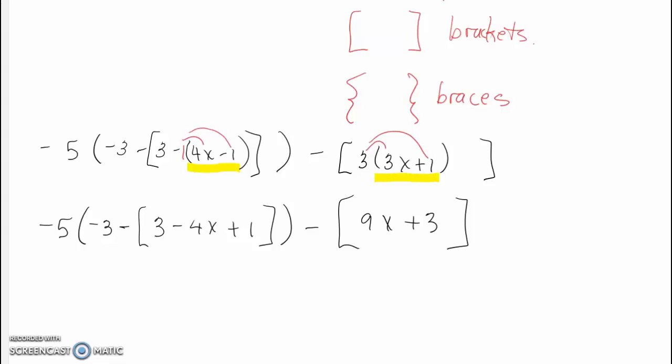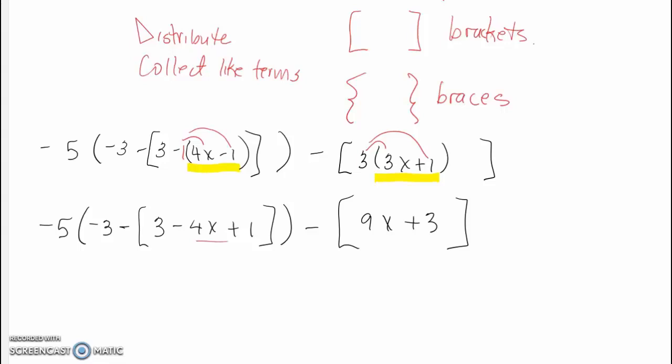Again, it's always going to be distribute, collect, like terms. Inside here, of course, we want to simplify whatever is inside here.